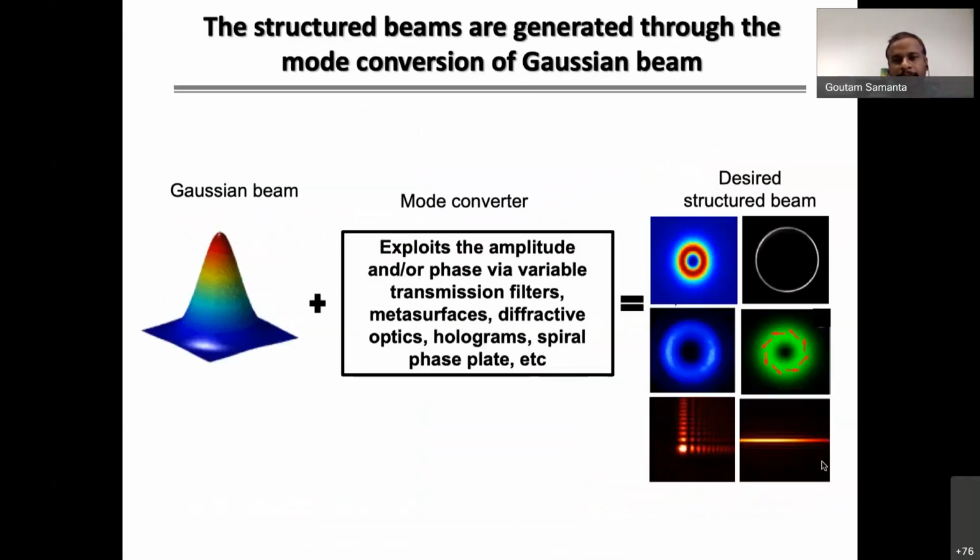Okay, now the question comes immediately: how do we generate those beams? Let's say we take a Gaussian beam and then take some mode converter, which will convert the spatial structure of the beam. The mode converters basically exploit the amplitude and or the phase, where a transmission filter, metasurfaces, diffractive optical elements, spiral phase plates, and many things are there. Many mode converters are available. Let's explore different ways that can generate all these desired structures. If you want a structured beam, you select a mode converter accordingly that can transform this kind of beam.